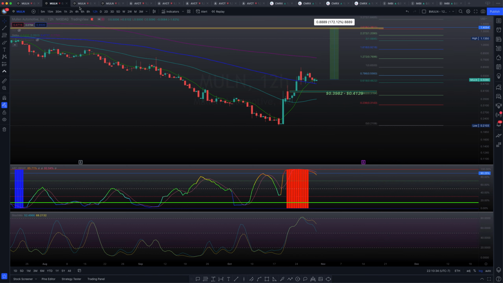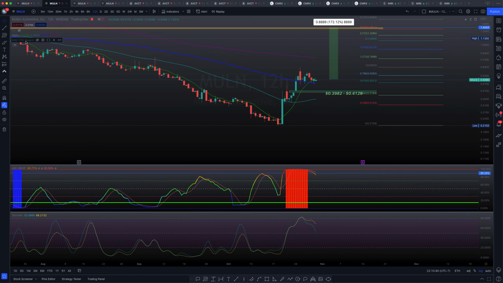So let's look at the notes right here. I want to make sure that you guys are on point with me. Let's get the moving averages in.